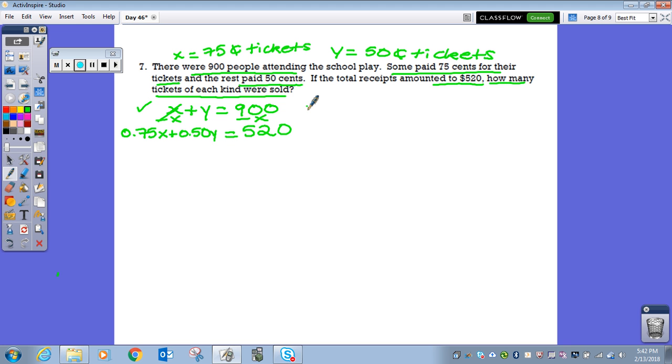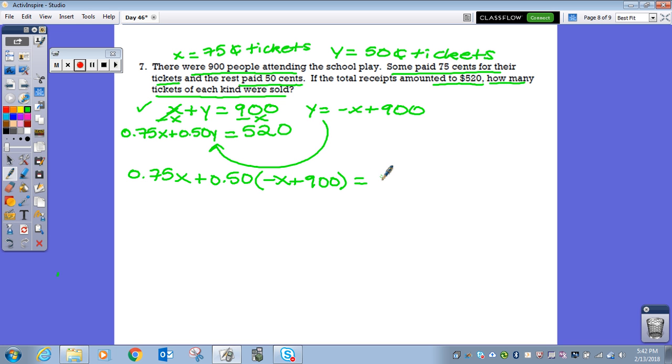Subtract x from both sides. I end up with y equals negative x plus 900. That is what I am going to substitute in for y in the second equation. So let's move on to the second equation now. 0.75x plus 0.5 y, but I know what y is now, negative x plus 900, is equal to 520.